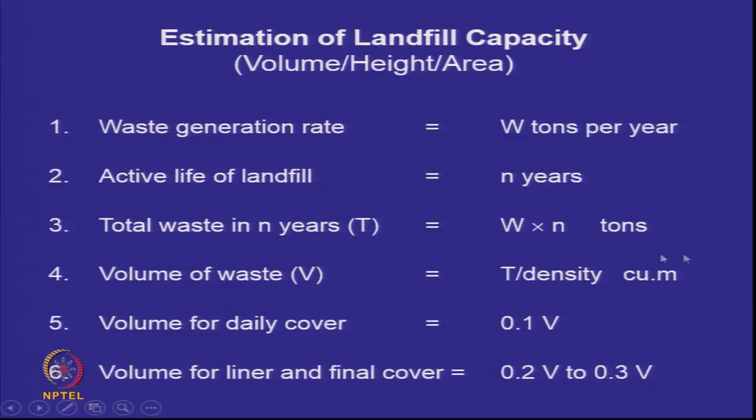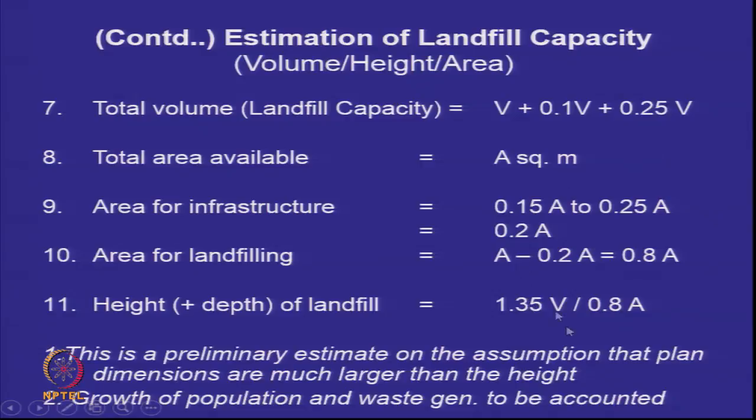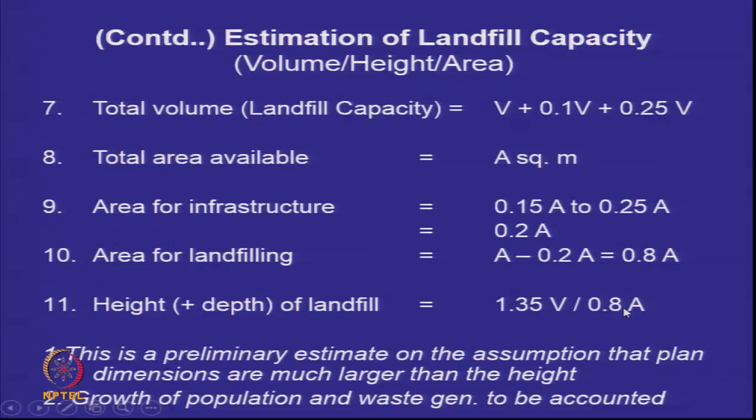So if you have a volume of waste, the entire volume is not going to have that waste in it. So the total volume will be V plus 0.1V for daily cover plus 0.25V. Suppose the area available is A, right? Then the area required for the infrastructure, as I said, is 20%. If all the remaining area is going to be used for placing the waste, you can get the height of the landfill very simply as 1.35V divided by 0.8A, and it will give you the height plus the depth of the landfill. That means to accommodate the waste for the next n years, if I am given an area A, then I need to have a height plus depth of 1.35V by 0.8A.